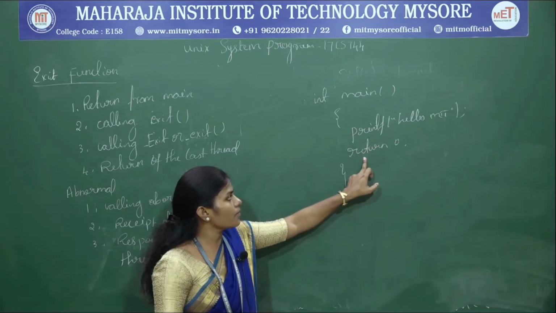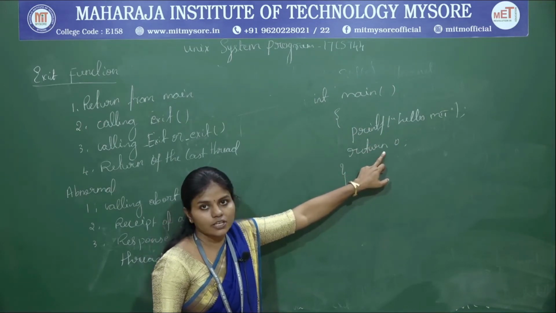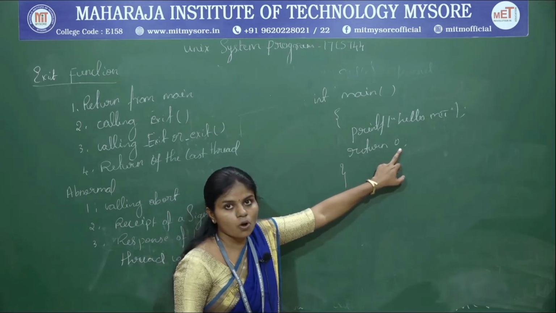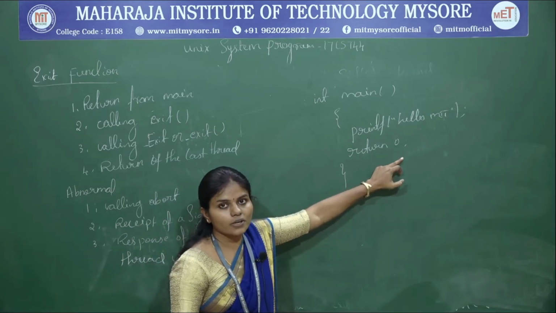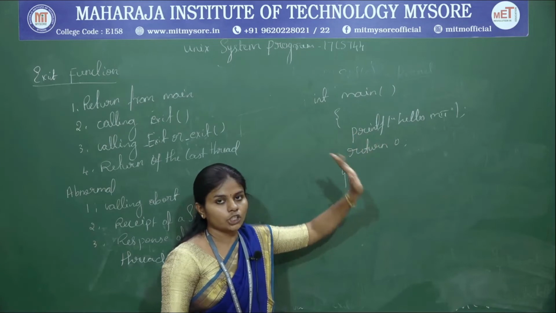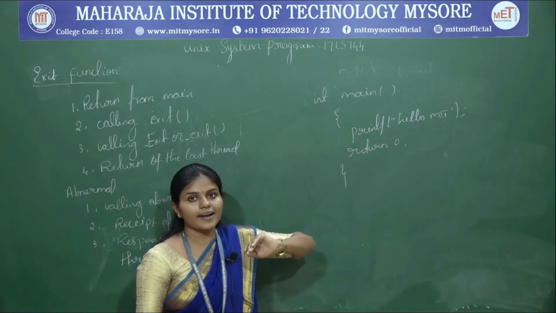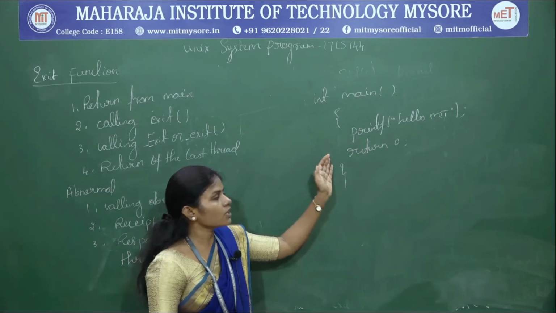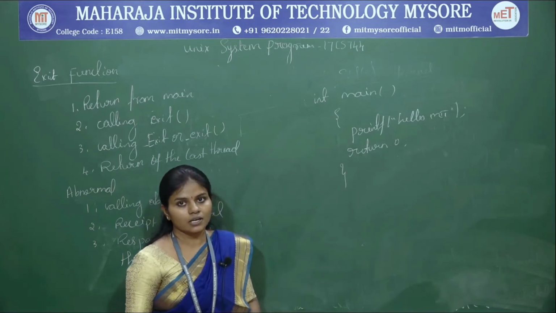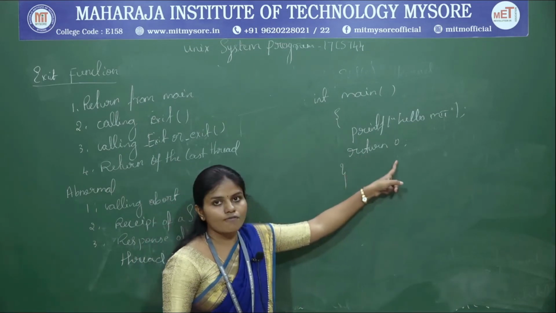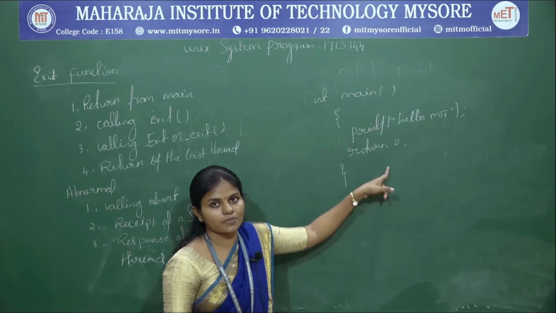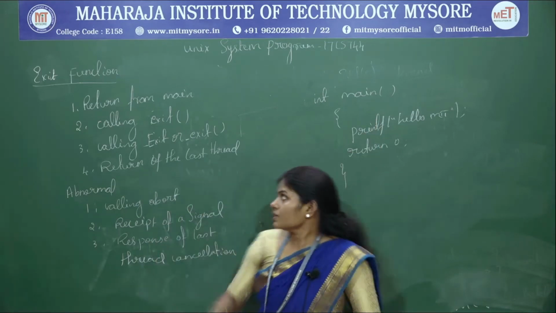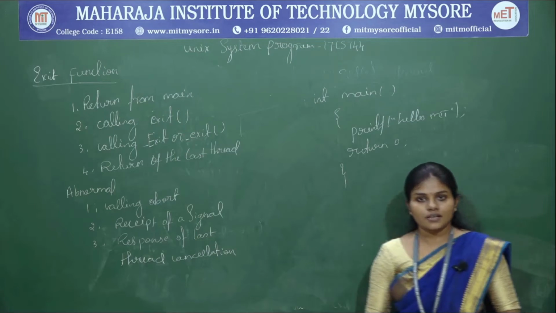When the kernel fetches this return 0, it indicates a normal termination of the process. It is going to terminate the process, and the control will be given to the kernel, right? So that is one way of exiting the main program, one way of terminating the process successfully.